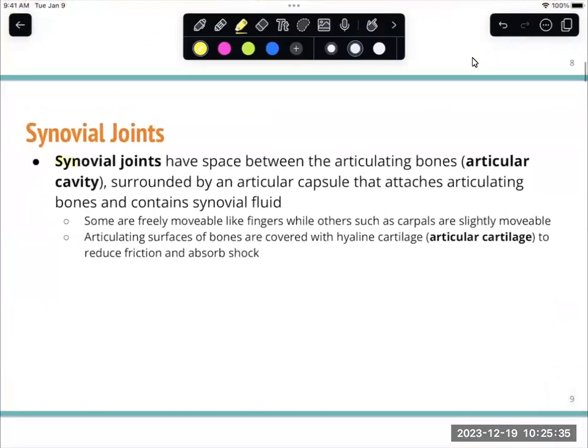And then we have our synovial joints. In our synovial joints, again, they are most common. They are freely movable. Some have great amount of movement. Some have slight movement. But what sets a synovial joint apart? It has a capsule that wraps around that joint. It has fluid in those joints. It has that hyaline cartilage that helps reduce friction and it helps to absorb shock.